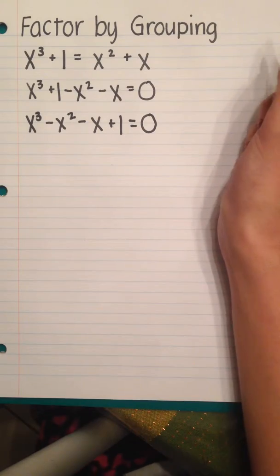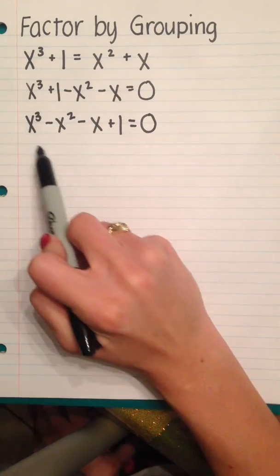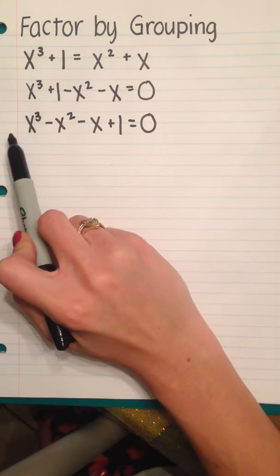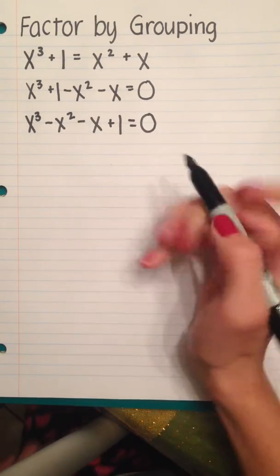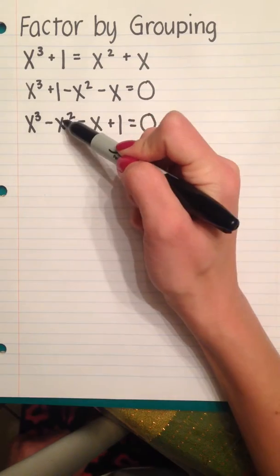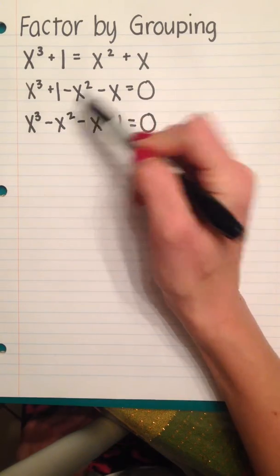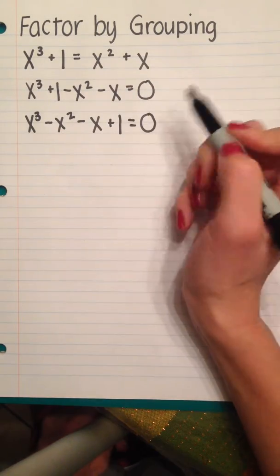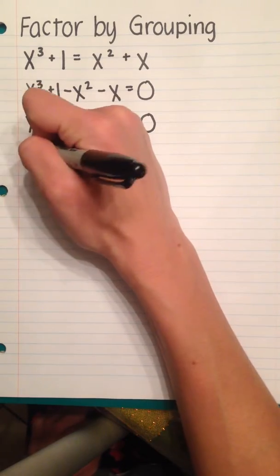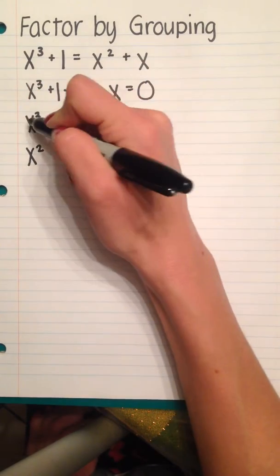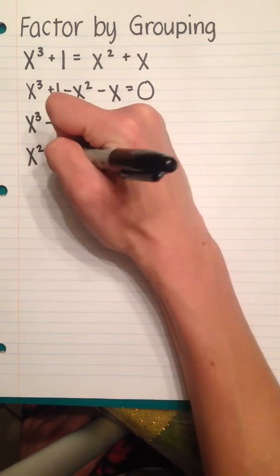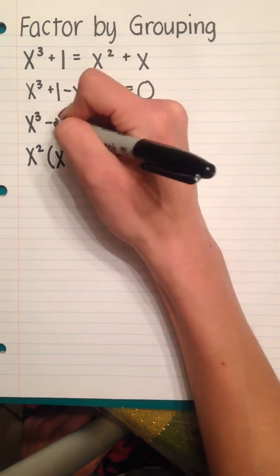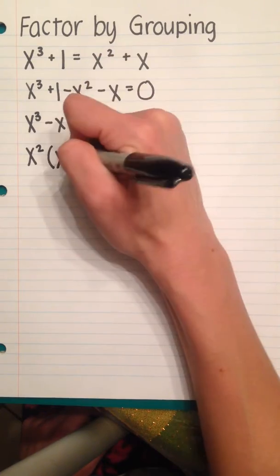Now with factoring by grouping, we have to take the first two terms, factor something out, and then do the same thing with the second two terms. So here, our first two terms, x cubed and negative x squared, what's common between both of them is x squared. So we're going to go ahead and take that out of the x cubed and the negative x squared, leaving us with just plain x and negative 1.